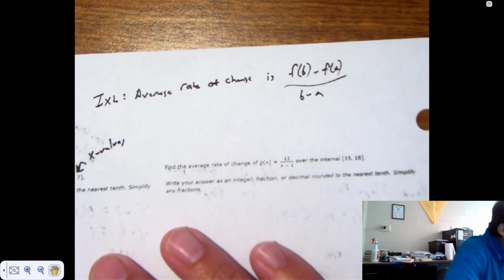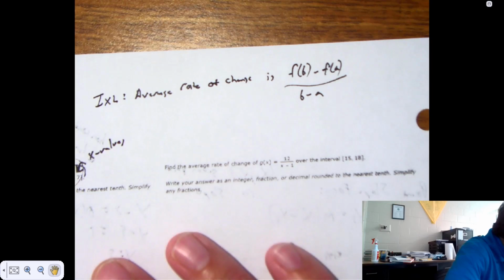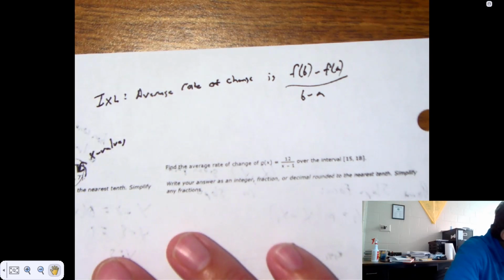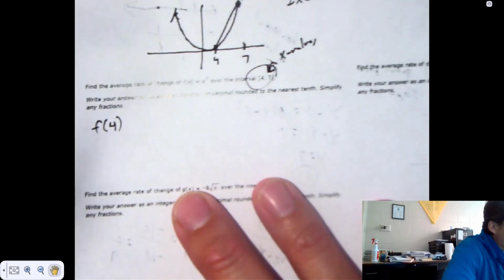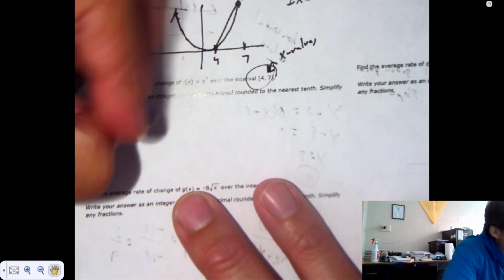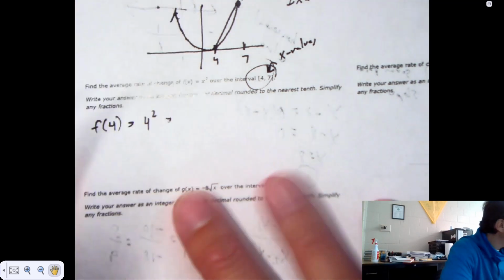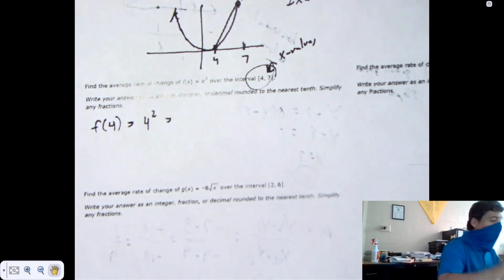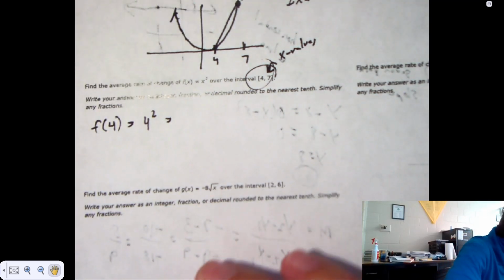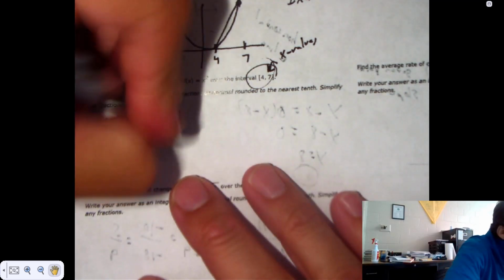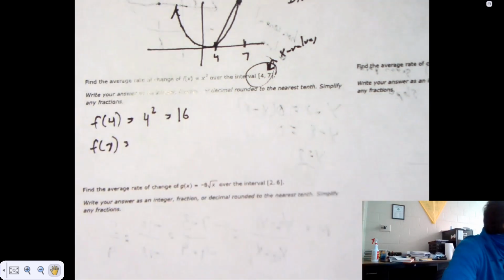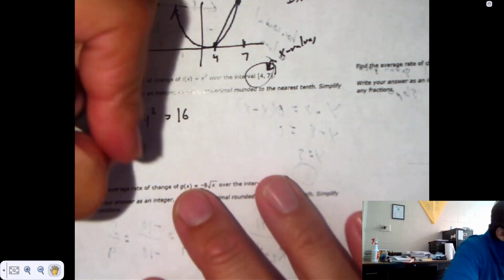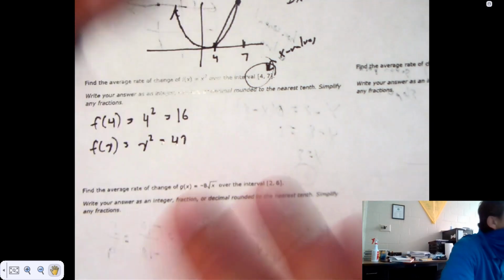But anyways, what we're going to do is find some y values. We have an x value of 4. We're going to plug it in and find f of 4. The original equation was x squared, so we're going to take that 4 and square it. What are we going to get? 16. We also need to find f of 7, which is just found by squaring that 7, getting 49.